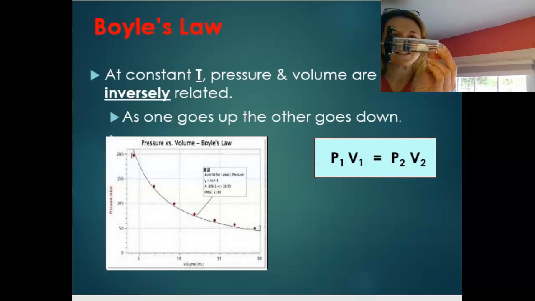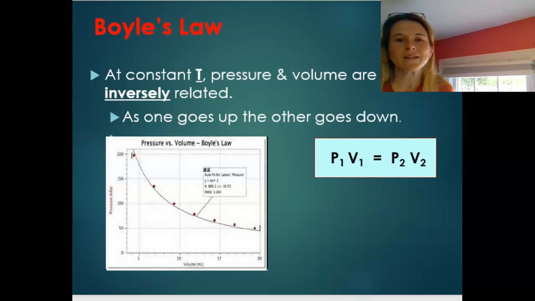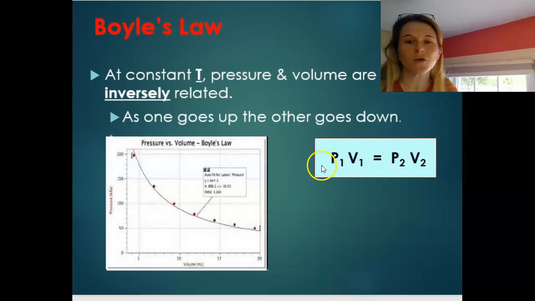And as I release the pressure and let the air back in there so that there's less pressure, the volume of the marshmallow increases. So that means that pressure and volume are inversely related. As pressure increases, volume decreases. They do the opposite of each other. So that means that our formula is going to be pressure times volume. The initial pressure times the initial volume is going to equal the final pressure times the final volume.